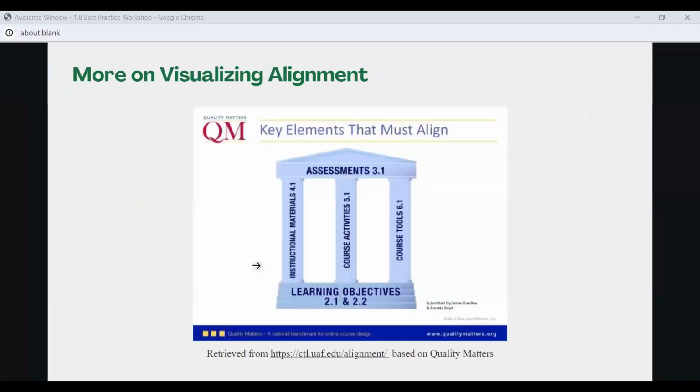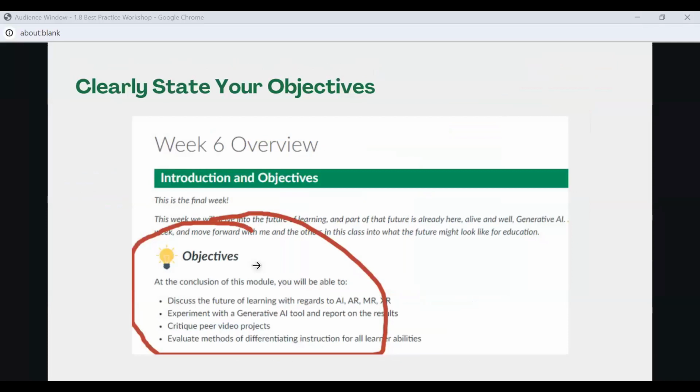And I just realized, oh Lordy, it's 1:28. So I'm not going to talk about this, but just another way of visualizing alignment.